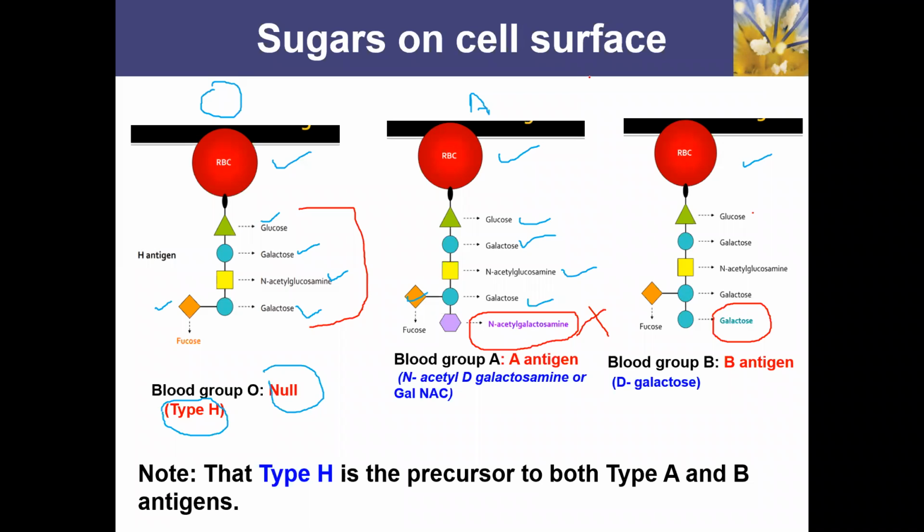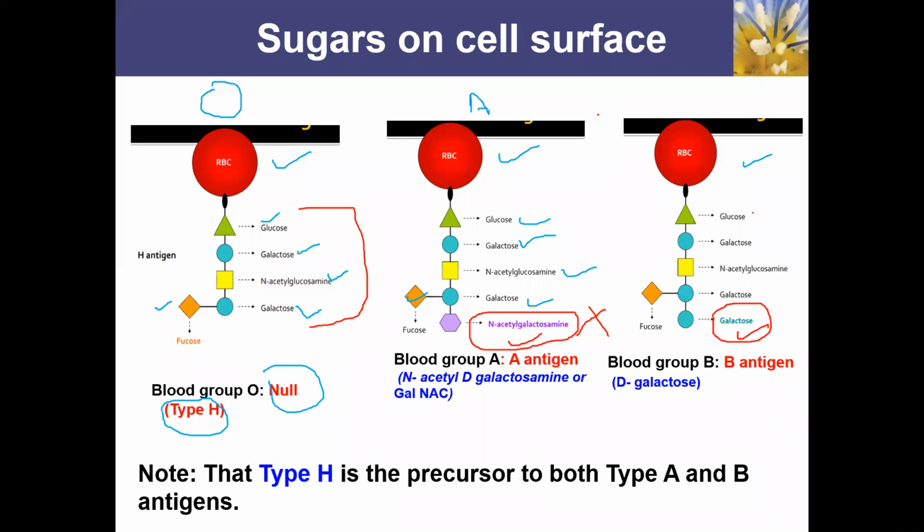You have to be sure. Yes, they will. As I said, the H antigen has these one, two, three, four, five things present in all of them, like O, A, B, AB, all of them. But additionally, AB will have both N-acetyl galactosamine and galactose, while blood group O will have neither of these two.